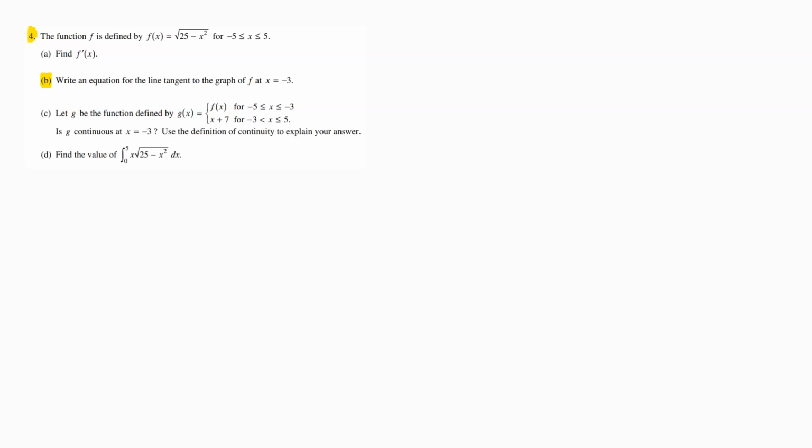So diving into part B here, part B wants us to write the equation for a line tangent to the graph of f at the point x equals -3. Whenever you need to find the equation of a line, the equation of a tangent line is the same as what you did in an algebra class. You're going to use your point slope form. So y equals m times x minus x1 plus y1.